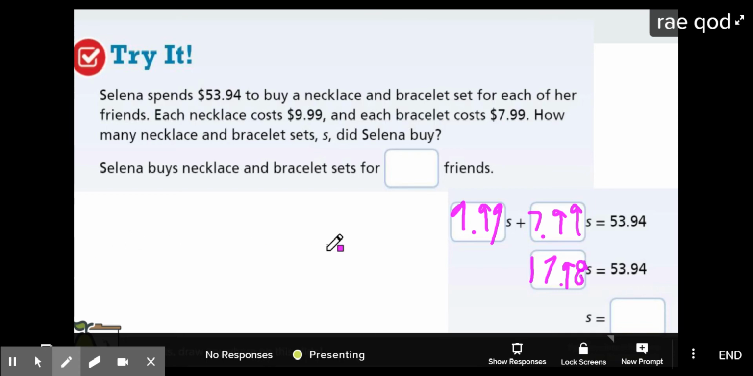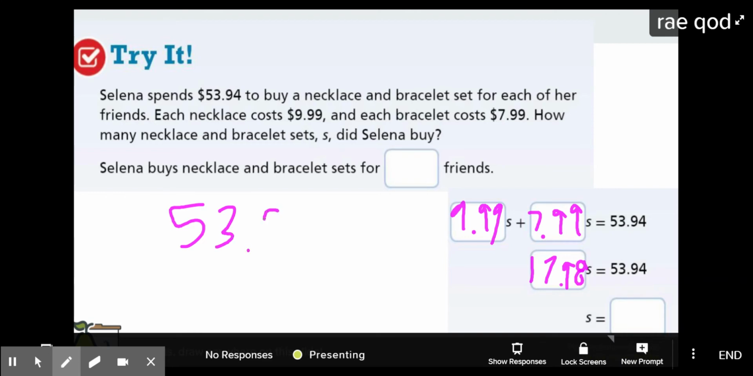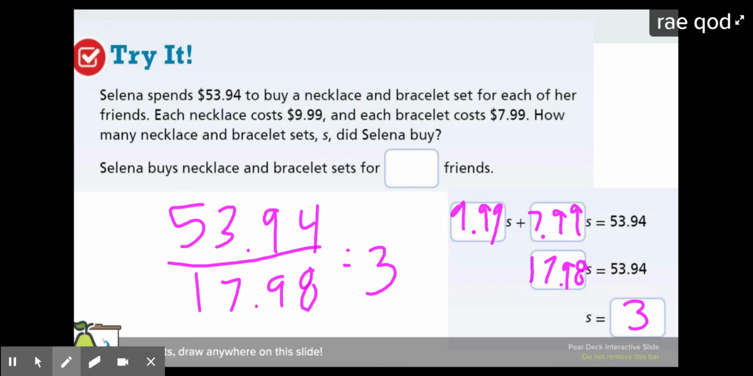Now again, we need to solve for S. These are being multiplied together, so we need to do the inverse operation, which is divide. So I'm going to divide both sides by $17.98. So I get $53.94 divided by $17.98, and I get 3. So Selena can buy 3 sets of this for her friends.